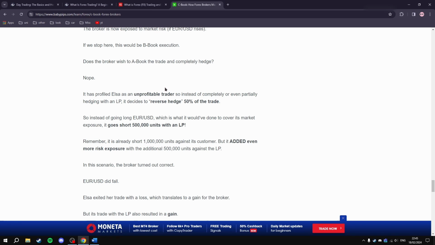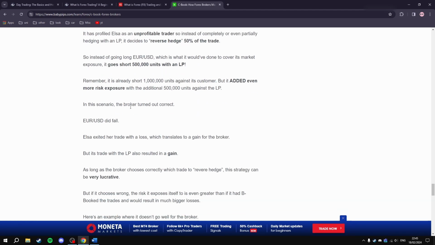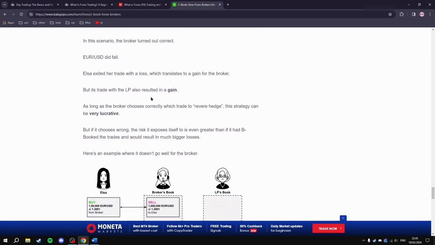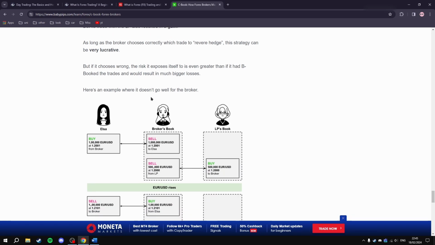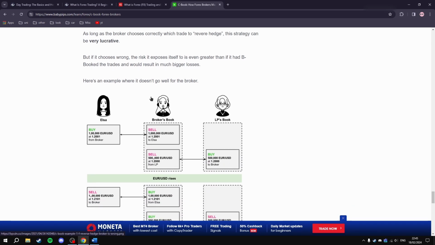Remember, it is already short 1 mil units against this customer, but it added even more risk exposure with an additional 500,000 units against the liquidity provider. In this scenario, the broker turned out correct. Euro USD did fall. Elsa exited the trade with a loss, which translates to a gain for the broker, but its trade with the liquidity provider also results in a gain. As long as the broker chooses correctly which trade to reverse hedge, this strategy can be very lucrative. But if it goes wrong, the risk it exposed itself to is even greater than if it had B-booked the trade and would have resulted in much bigger losses.